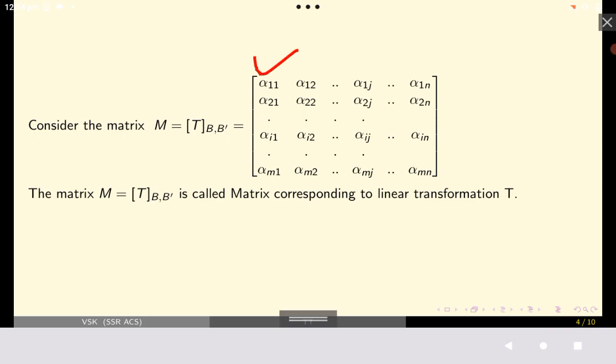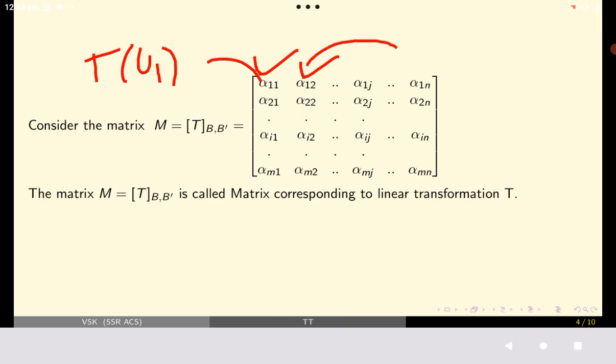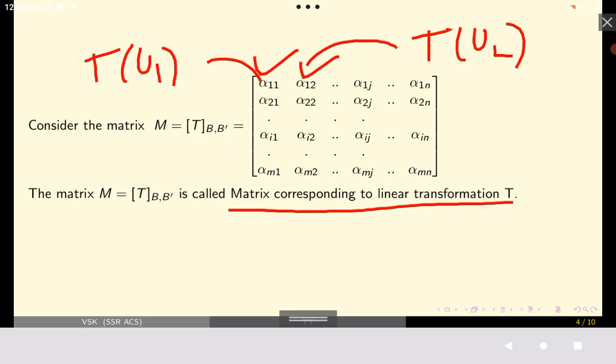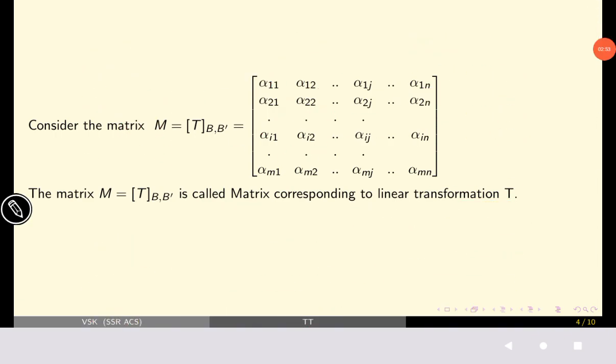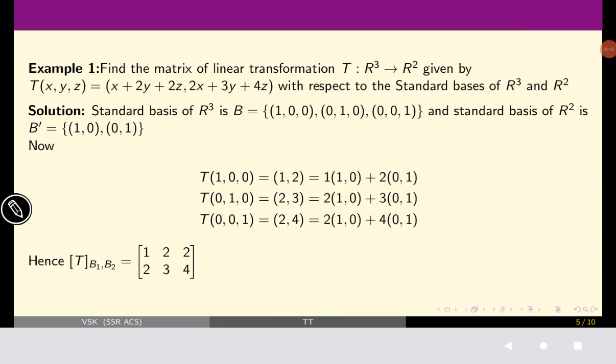This is the coefficient of first vector. This is the coefficient of second vector. This is corresponding to the coefficient of vector Tu1. This is corresponding to vector Tu2, like this way. So all this will be written as a column. So it is called the matrix corresponding to linear transformation T. It will be clear with the example.